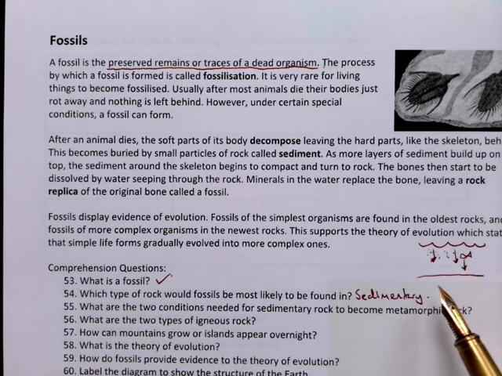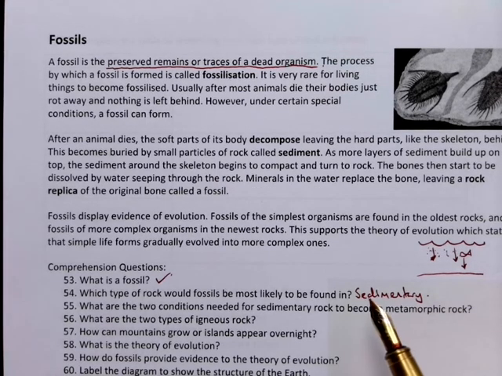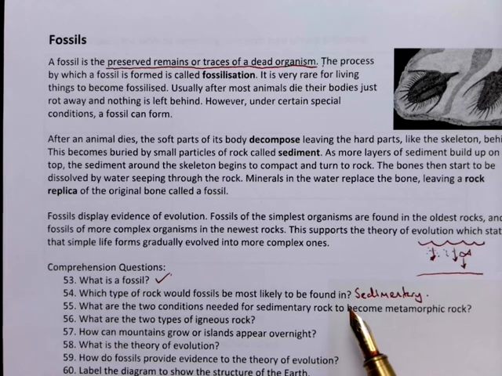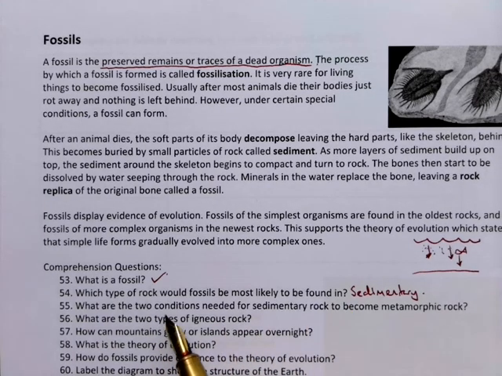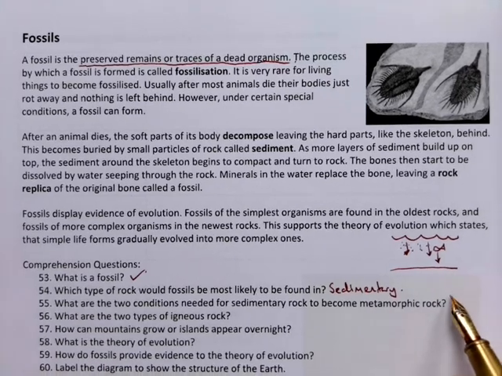But if it's subjected to heat and pressure, the fossil will get destroyed, and so it won't be present in the metamorphic rock. Or if the sedimentary rock turns into igneous rock, first it needs to be melted and then it needs to freeze again, and during that melting process the fossil will be destroyed. So you wouldn't find it in metamorphic or igneous. What are the two conditions needed for sedimentary rock to become metamorphic rock? Heat and pressure.